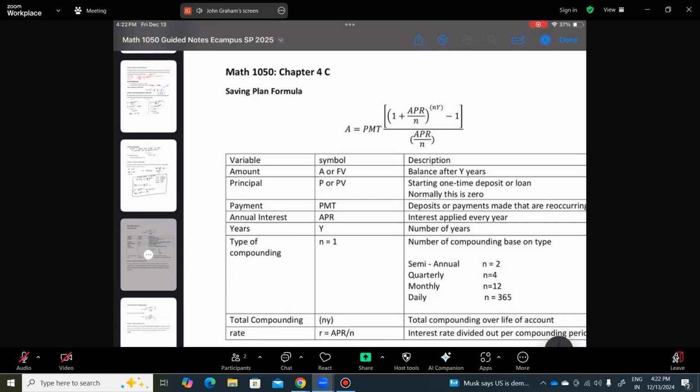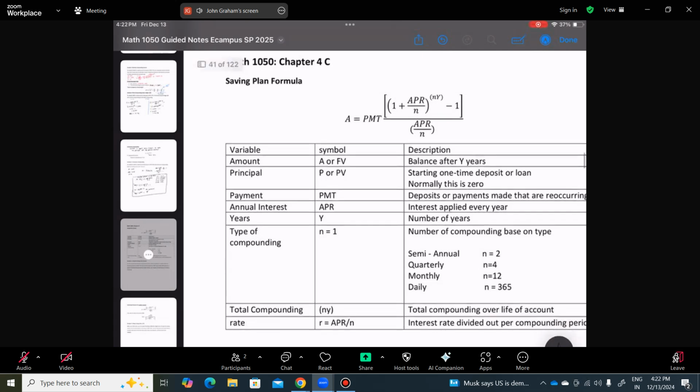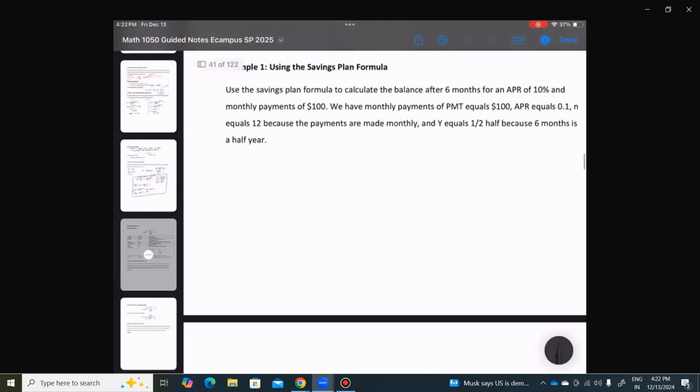There is a calculator for this that we're going to get into, but I have everything here listed with the symbols. Again, N for annual is 1, if it's semi-annual it's 2, quarterly it's 4, monthly it's 12, daily it's 365. Alright, and so let's look at our formula here.